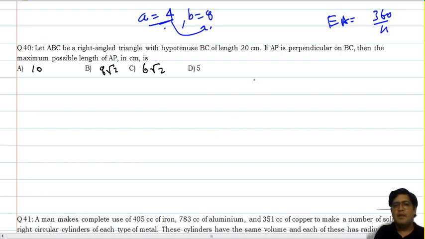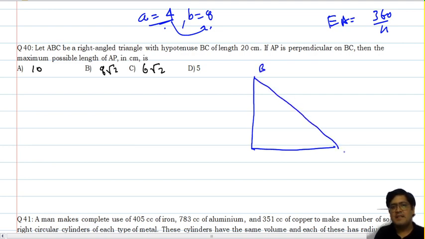Alright. If this is going to be my right angle triangle with BC as 20 and I want this perpendicular to have maximum possible length. Now guys, maximum possible length will be generated when these sides are equal. You don't have to find these sides. If these sides are equal, the perpendicular becomes the median. For an isosceles triangle, the perpendicular becomes the median and the median is half of the hypotenuse.